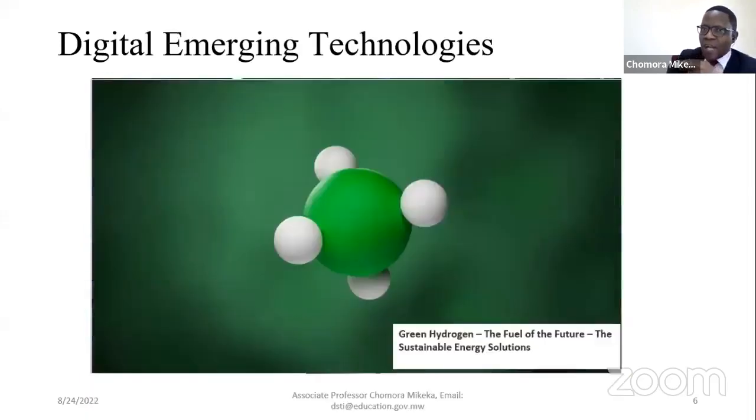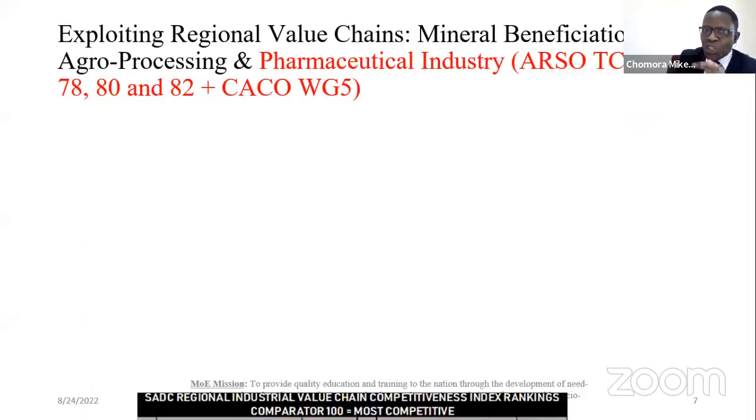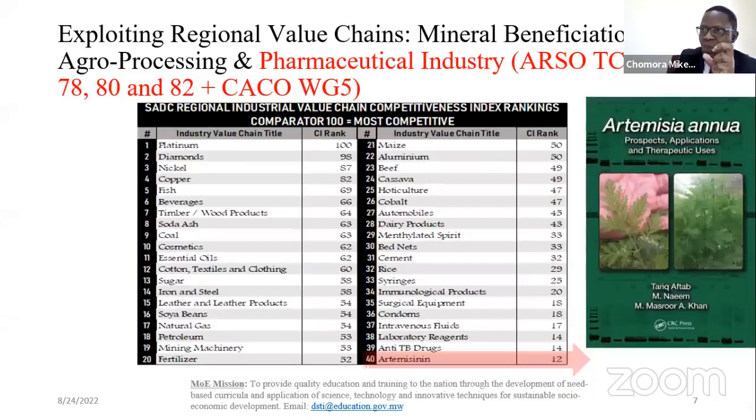And therefore, I would like to go to the exploitation of the regional value chains. Most of the African regional blocks, ECOWAS, EAC, the East African Community, SADC, and North Africa, have specified and chosen specific value chains, some of which include mineral beneficiation, agro-processing, and the pharmaceutical industry. So for us in ARSO, for the pharmaceutical industry, we are leveraging the work of TC 74, 78, 80, and 82. 82 is on African traditional medicine. We are looking at specific aspects.